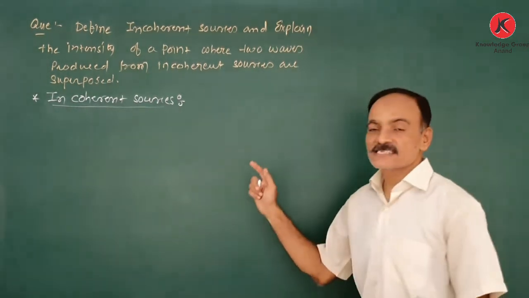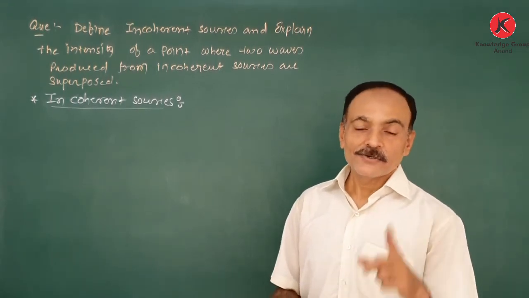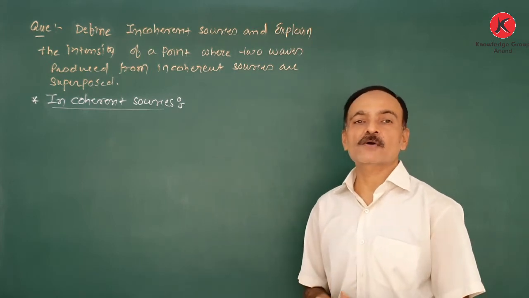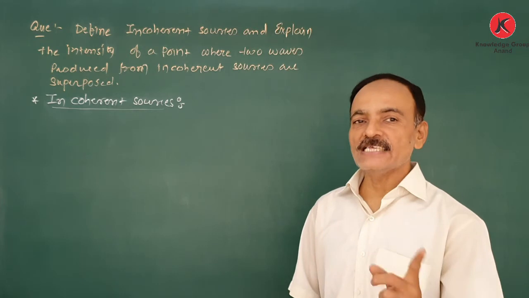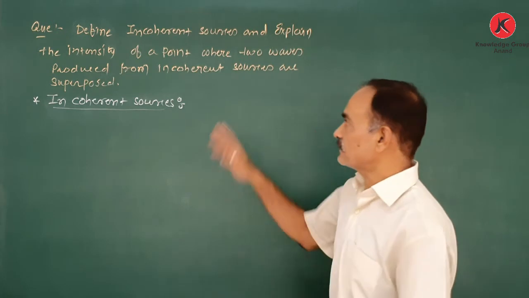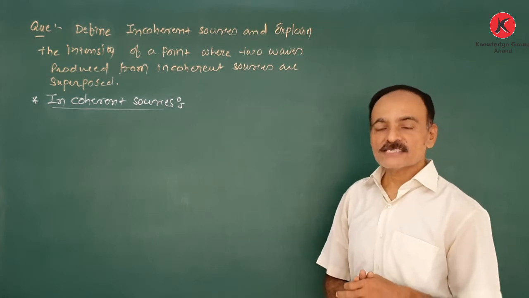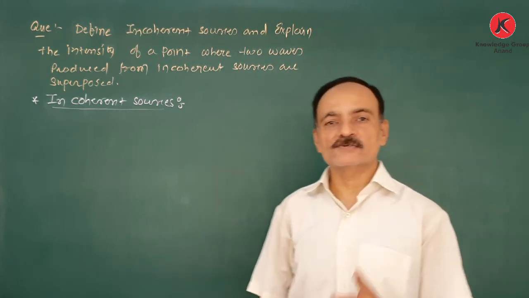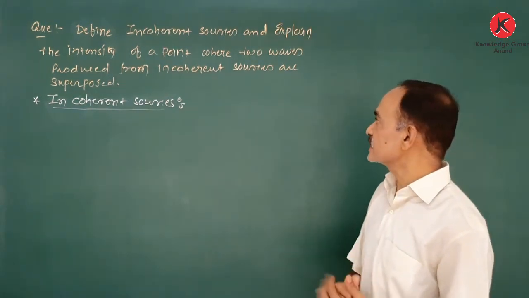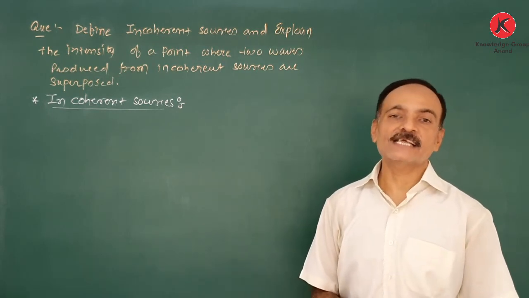Okay, up to this point we discussed coherent sources and derived the equation of intensity due to the superposition of two waves produced from coherent sources. We obtained the equation I = 4I0 cos² (phi/2). Now we are going to discuss what the equation of the intensity is if two waves produced by incoherent sources are superposed. So what should be the intensity at that point?